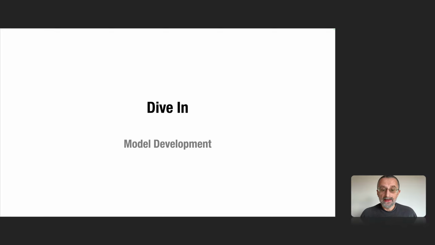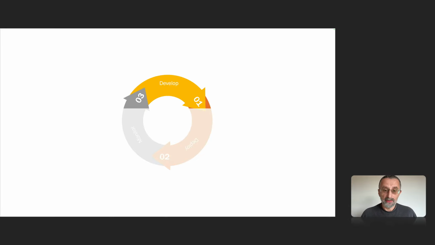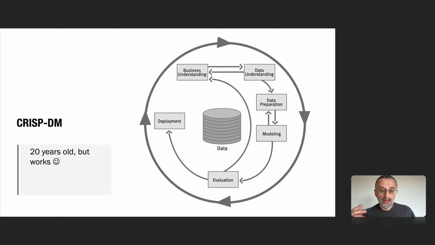Okay, so let's dive in now. Let's dive into the model development stage. Let's talk about this. For model training, we have a 20 years old but very good methodology of running such a data science project. It's called CRISP-DM. I know that it's old, but it works. I strongly recommend you to have a look at this. It's open, so you can Google this and look at this. Generally, you have the following stages.